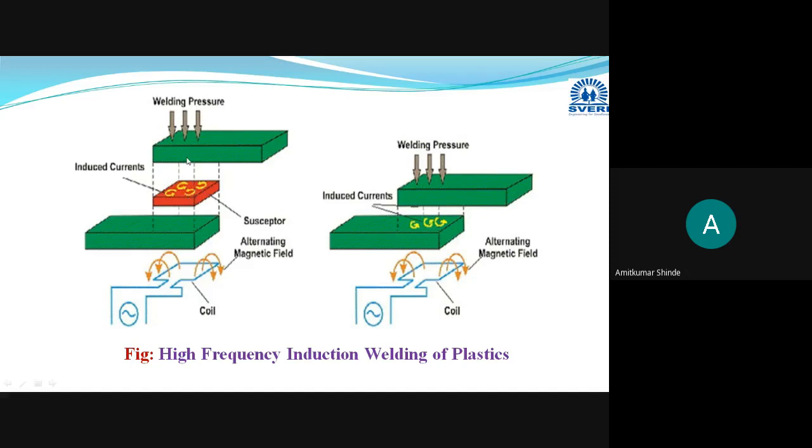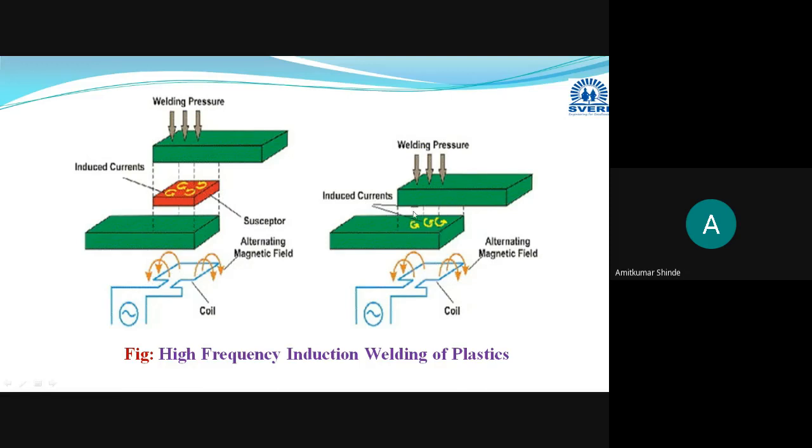When this plastic material comes in contact with that metal surface, what will happen? Due to thermal conduction, heat will get transferred, and the metal and plastic surfaces will get heated and start melting. When they start melting, this susceptor is removed. In this next stage, that susceptor is removed and a slight pressure is applied.